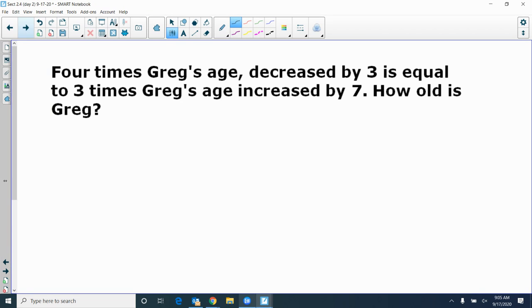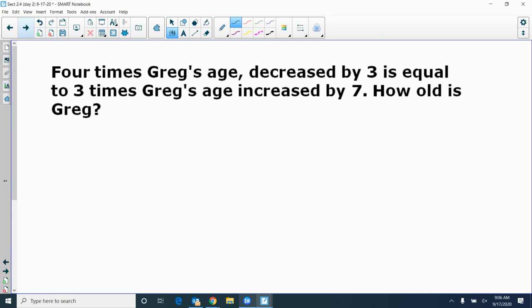Here's your equal sign. So cover up all that and just come up with an expression for this. Four times... The variable's going to be in the question: how old is Greg? Greg's age. All right.